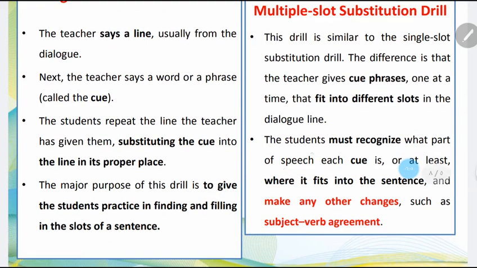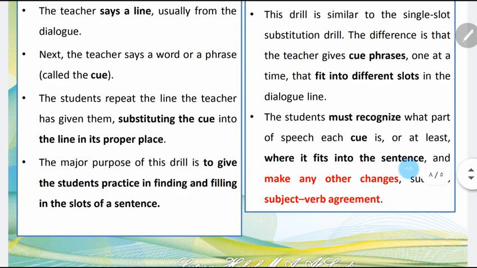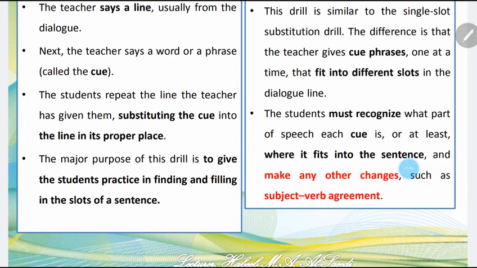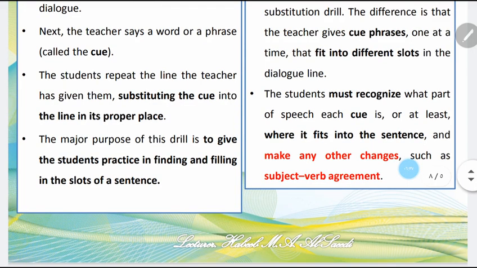in the dialogue. For example, the teacher sometimes provides he, she, or it, sometimes gives bank, school, supermarket, and so on. So students should understand where the fitting place is for the cue that the teacher provides. The students must recognize what part of speech each cue is. It's a subject, a verb, an adjective, for example, or a complement in the sentence, or at least where it fits into the sentence. And make any other change.